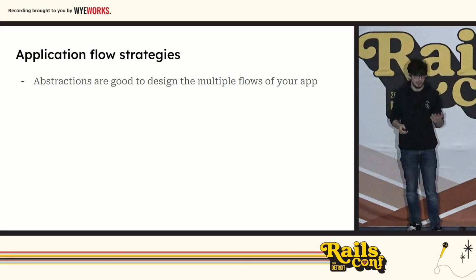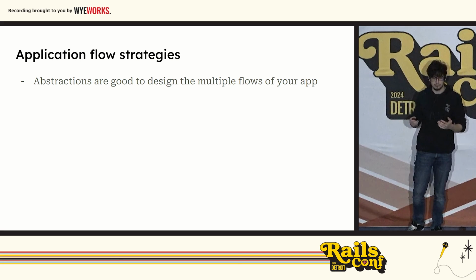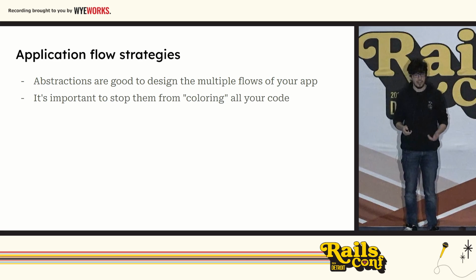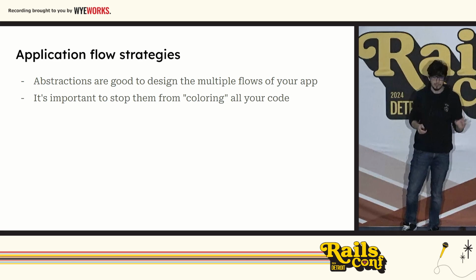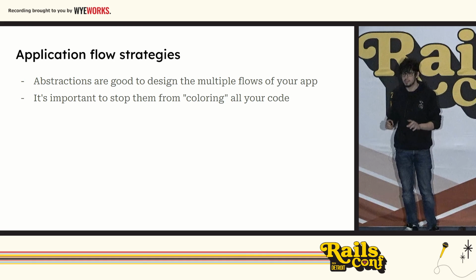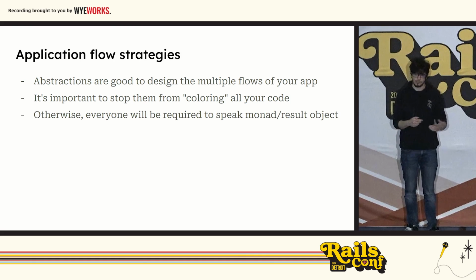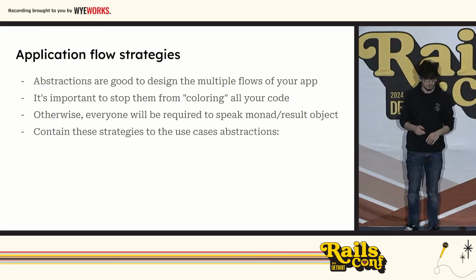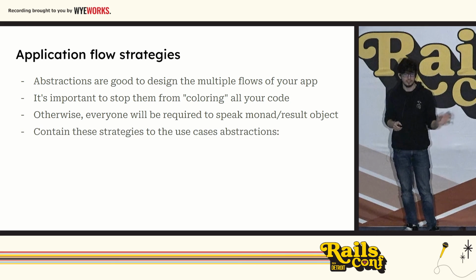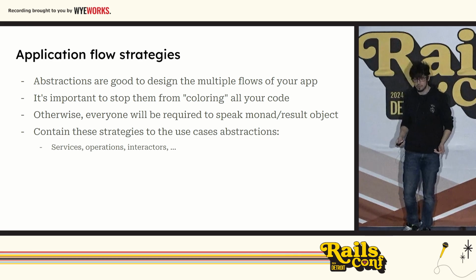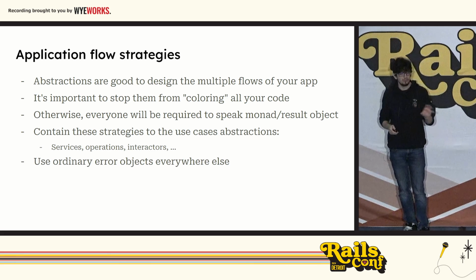I think abstractions are good design to express the multiple flows of our app. But I think it's important to stop them from coloring all of your code, in a way that all of your code needs to speak monad or result object. You should contain these strategies in use case abstractions. And when I say use case abstractions, I mean services and operations and interactors or whatever you want to call them. And then you use ordinary error objects everywhere else.